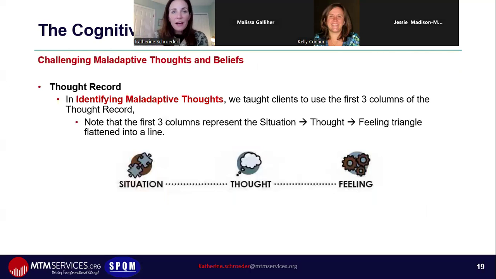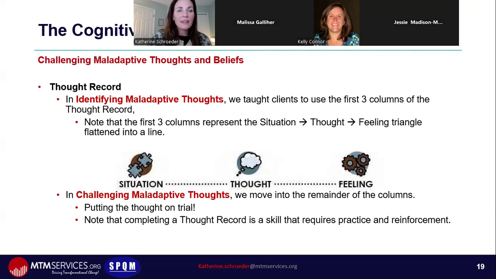So in identifying our maladaptive thoughts, we started with those first three columns and just noting that those first three columns are that triangle, that situation, thought, feeling triangle flattened out into that line. And now we're going to move into the challenging. We're going to start putting the thoughts on trial.